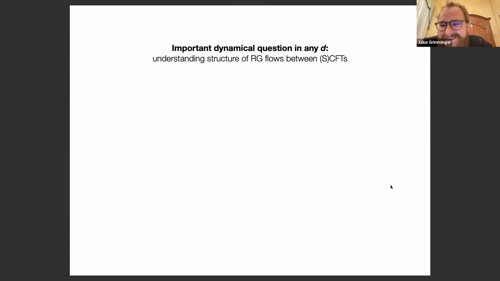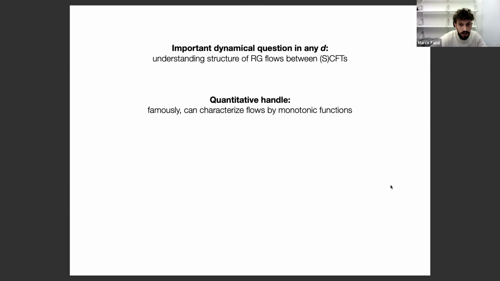An important dynamical question in any dimension is that we'd like to understand the structure of the RG flows between conformal field theories. Conformal field theories are fixed points of the RG flow, so we'd like to understand whether we can flow from one fixed point to the other. Here and throughout, of course, I will only focus on supersymmetric CFTs. A quantitative handle on these flows is monotonic functions, because famously we can characterize flows by finding functions that are monotonically non-increasing along these flows.